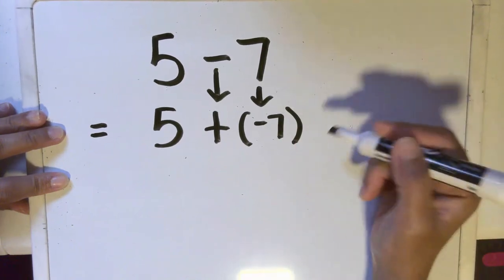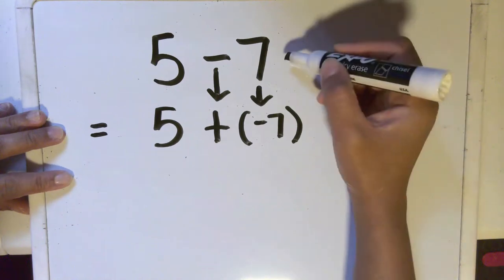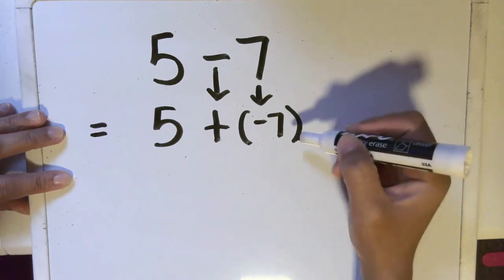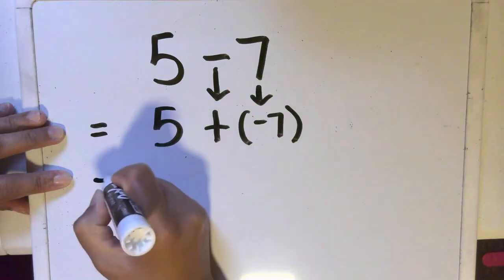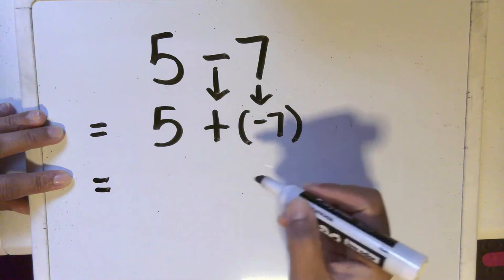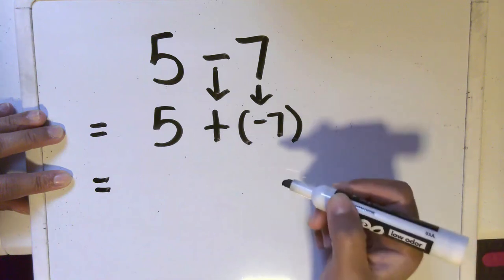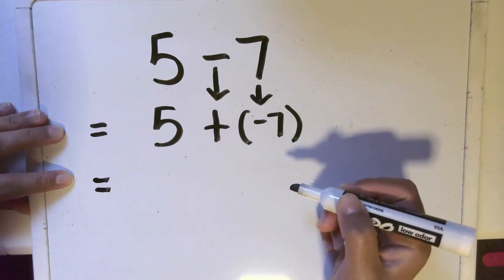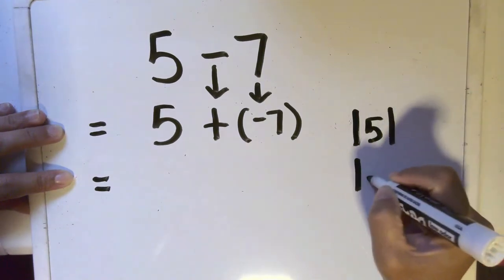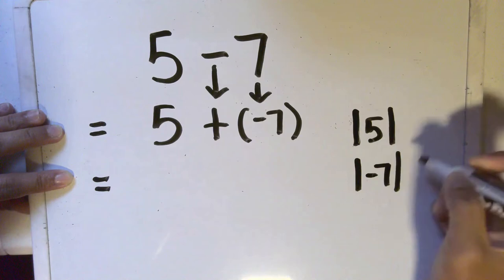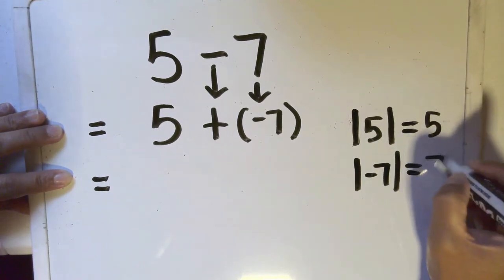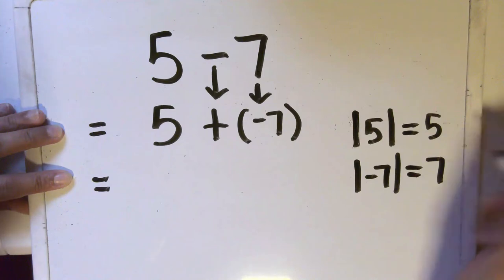So what's really happening here is you're changing the problem from a subtraction problem into an addition problem. And once it's changed to an addition problem, you will now apply the rule in adding integers. Now, when you're adding integers with different signs, you are going to subtract their absolute values. And therefore, we're going to subtract the absolute value of 5 and the absolute value of negative 7. The absolute value of 5 is 5, and the absolute value of negative 7 is 7. And 7 minus 5 is equal to 2.